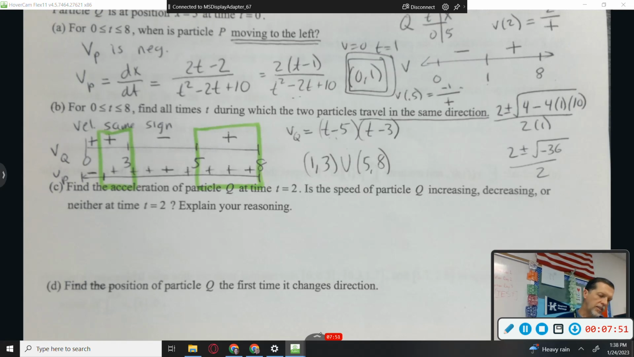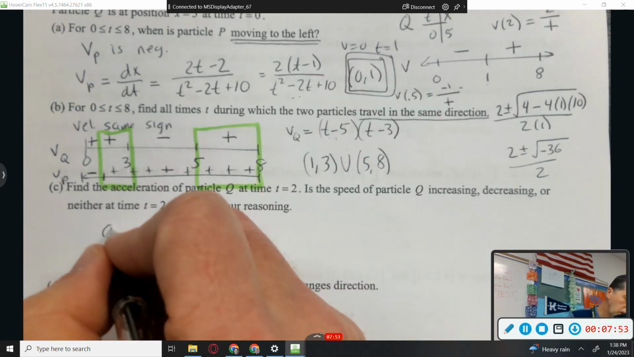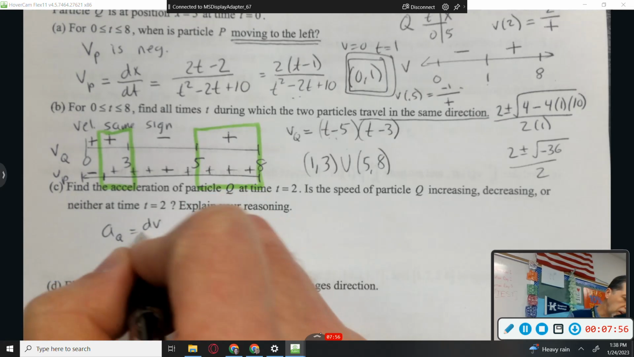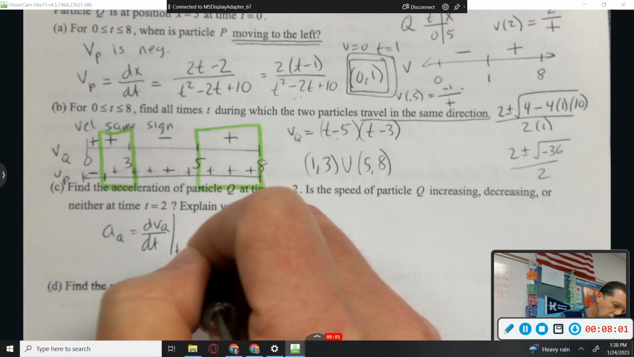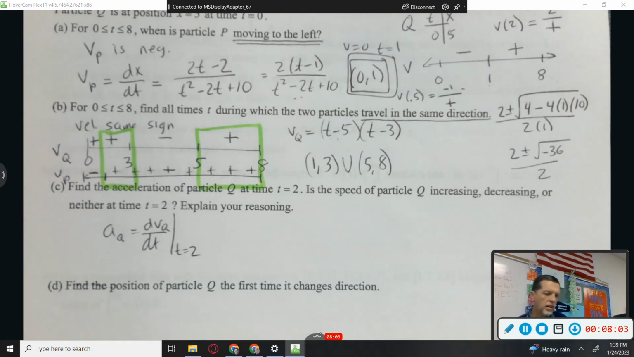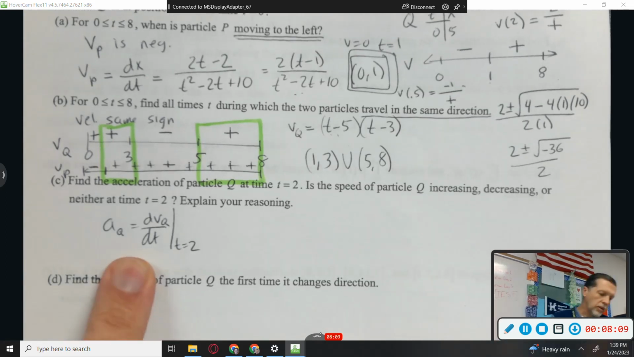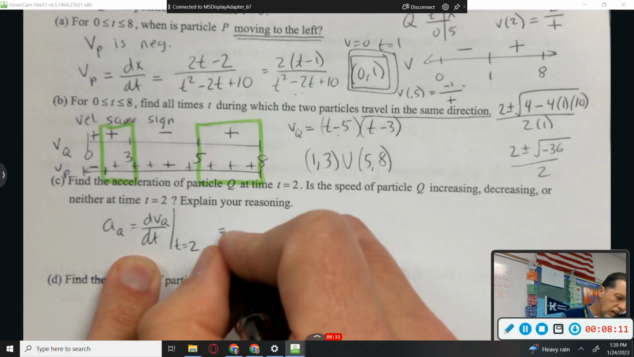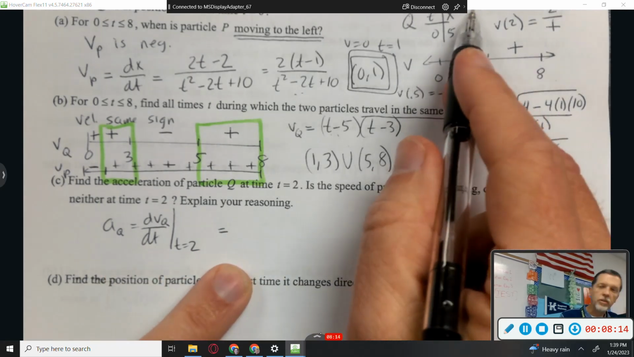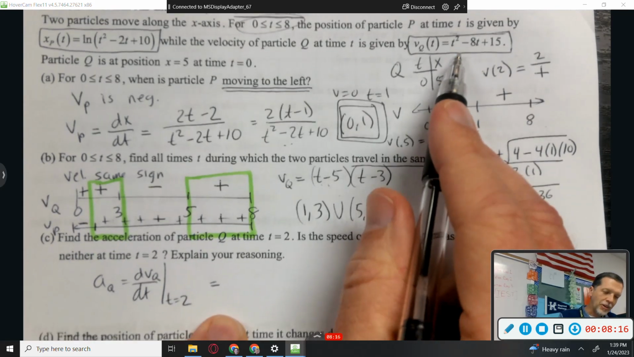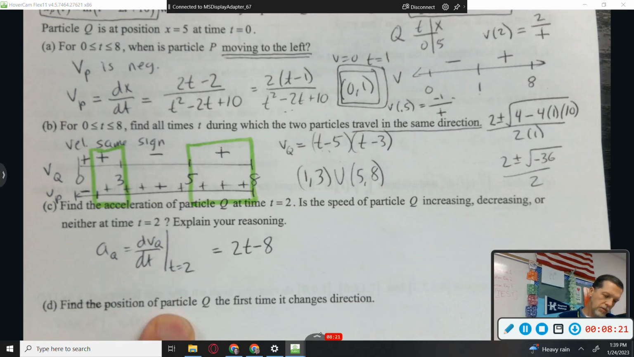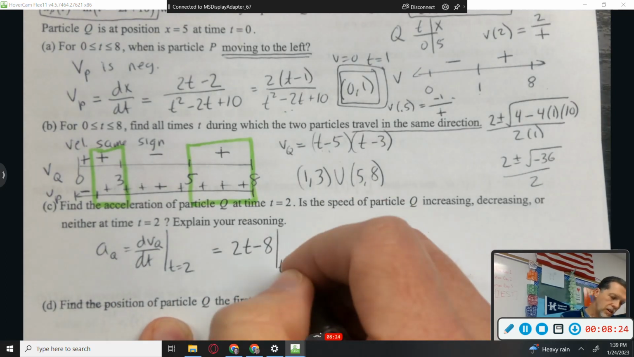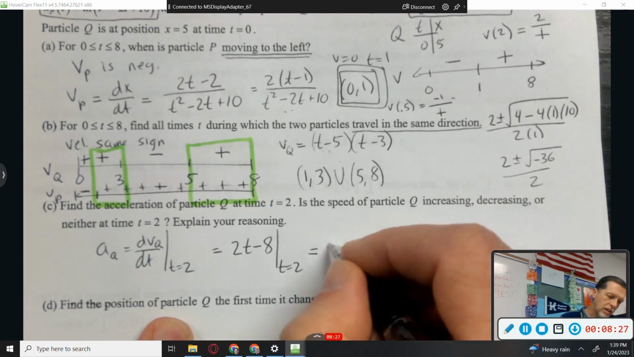Part C. Find the acceleration of particle Q. So that would be dv dt of Q at time 2. Is the speed increasing, decreasing, or neither? Well, I can answer that as soon as I know the acceleration. So Q, oh, this is an easy one. If you know what you're doing, the derivative of V is 2t minus 8. If I plug in 2, I get negative 4.